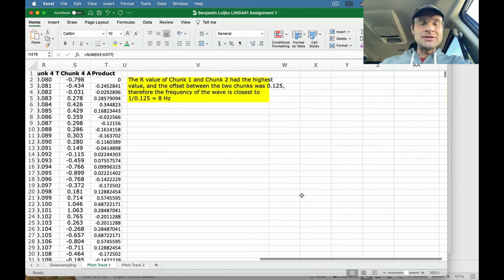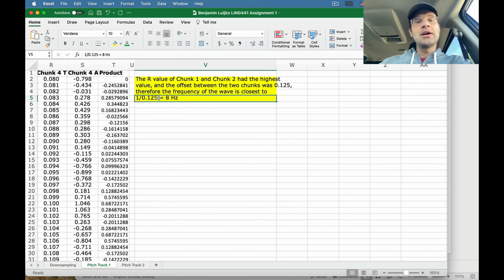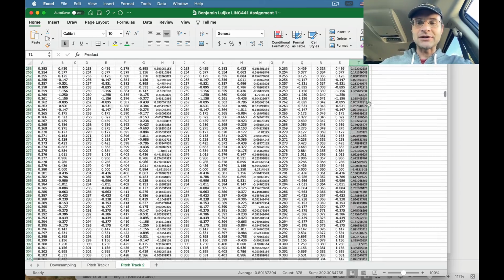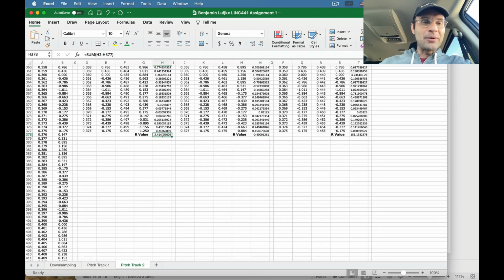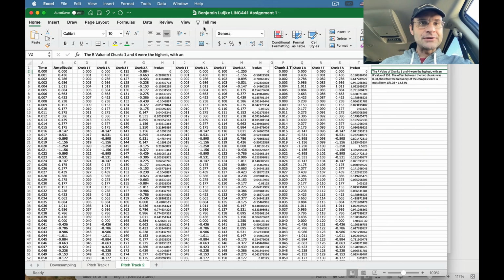And he wrote that up in succinct fashion here by saying the R value of chunk 1 and chunk 2 had the highest value, and the offset between the two chunks is that's all you needed to do for this one. And he did pitch track number 2 in basically the same fashion. This one, though, the R value that was highest turned out to be the one for 12.5 hertz. So if you go down here, it's about 151. The others are very small, so that winds up being the correct answer, 12.5 hertz.